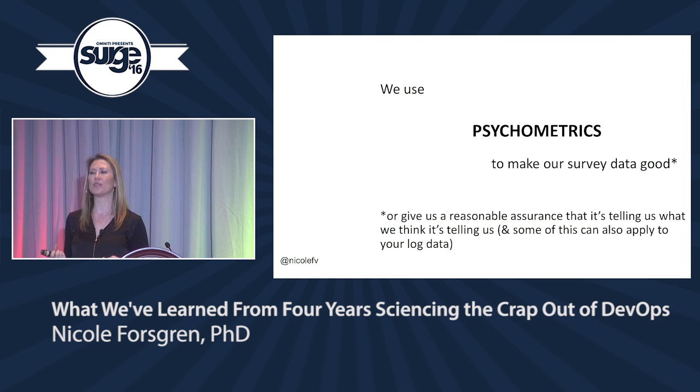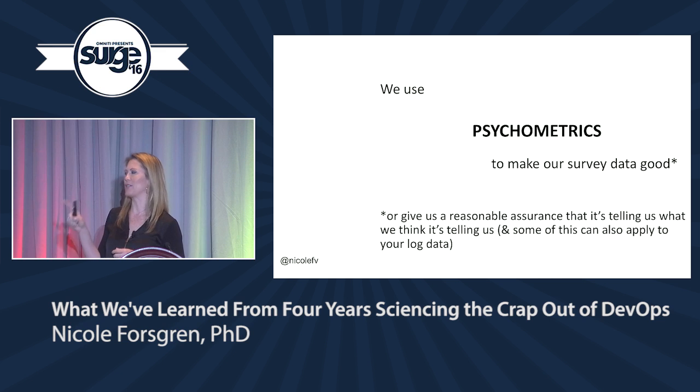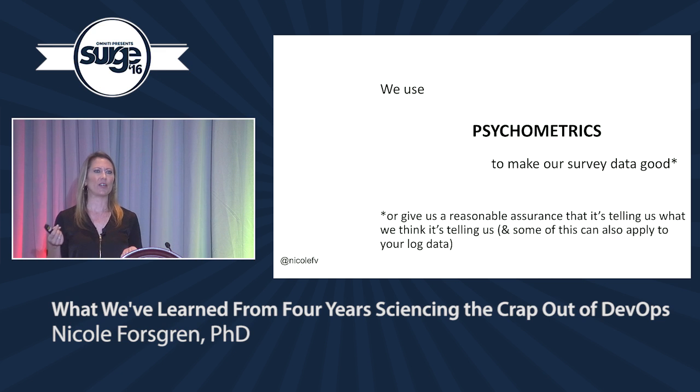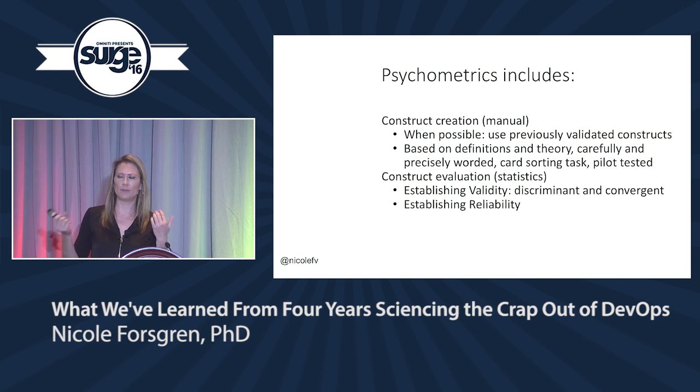So how we do this in surveys is we use psychometrics to make our survey data good. And by good, I mean give me a reasonable assurance that what it's measuring is actually what it's measuring. What it's telling me is what I think it's telling me. So it includes two basic steps. The first one's the manual step.